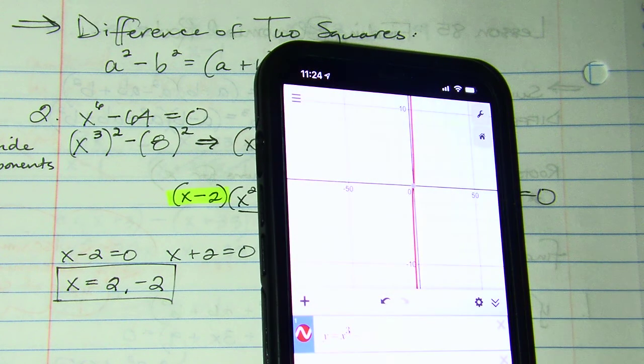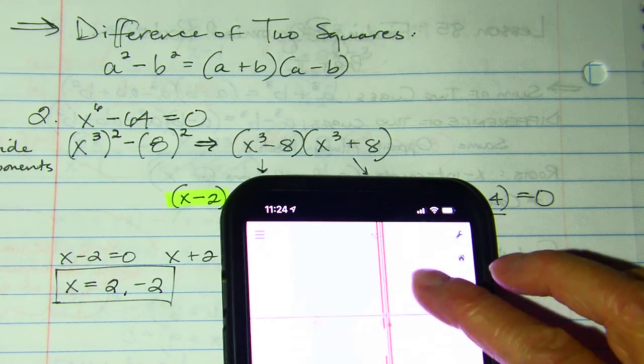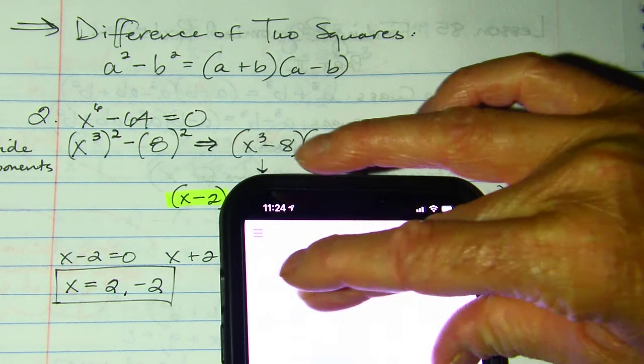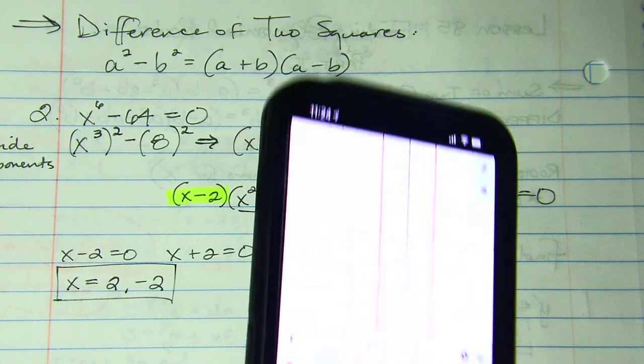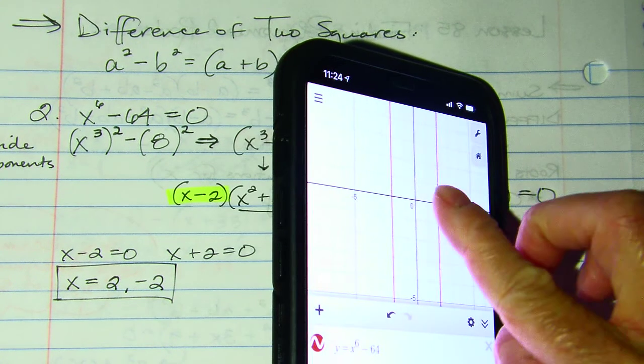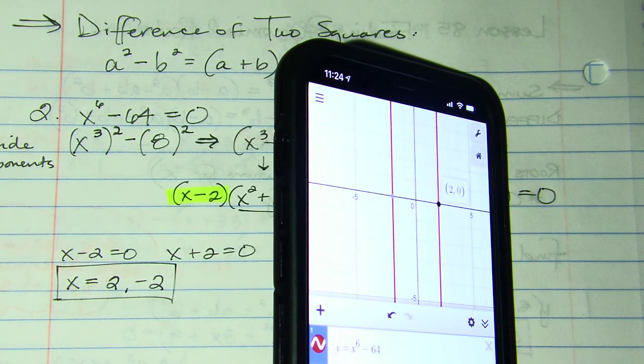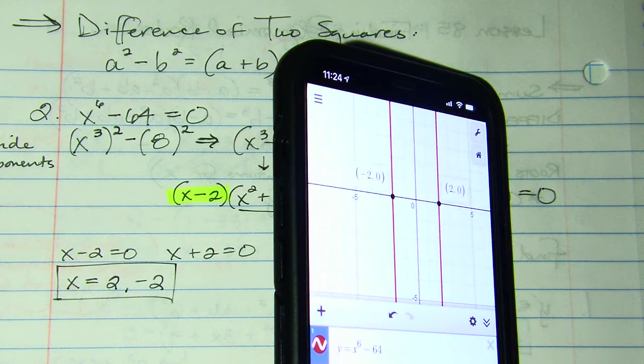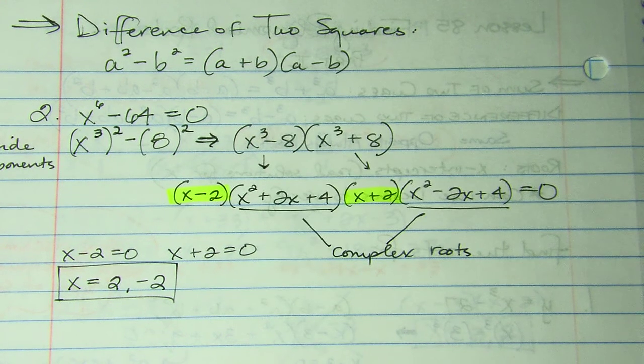So I'm just going to change my last. This is x to the 6th minus 64. And I'm going to go ahead and zoom in. And I don't know if you can see my graph because there is a glare. And that is at 2. And this is at negative 2. So it can be confirmed using Desmos.